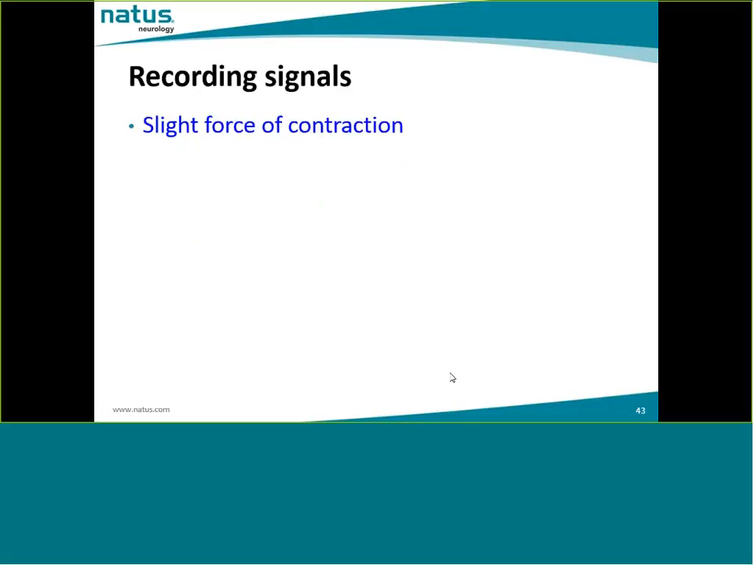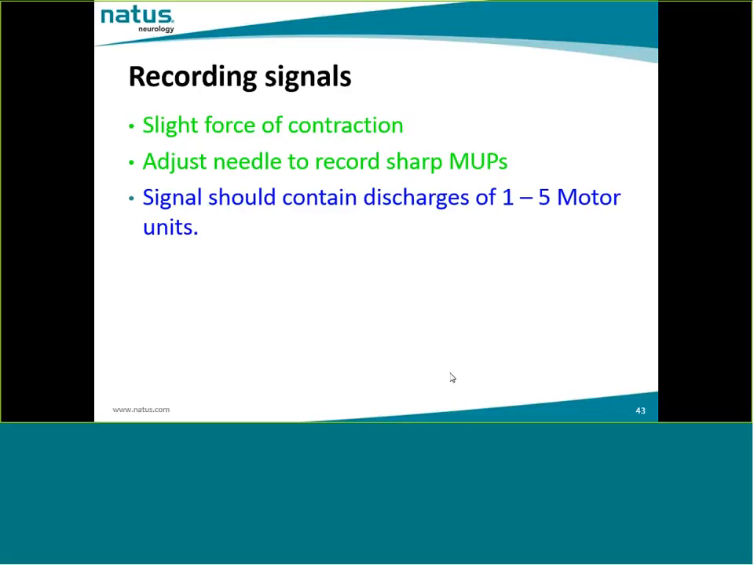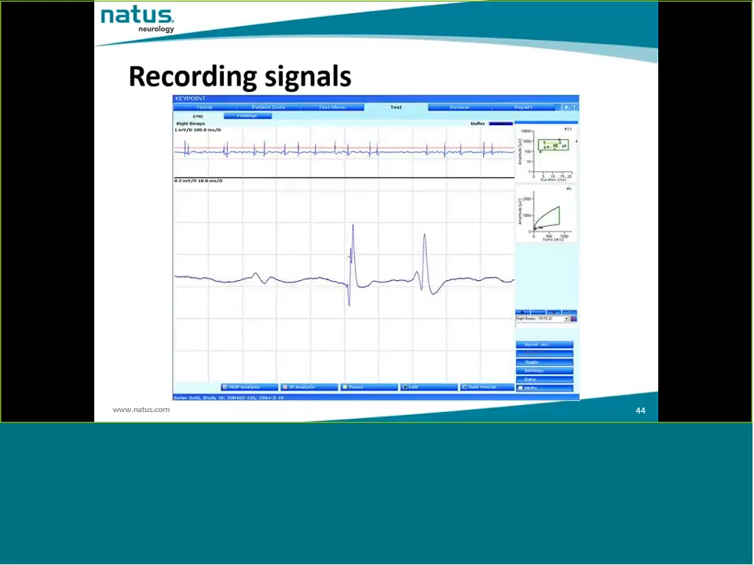The force of contraction is slight. This is not for analysis of the recruitment or interference pattern. As I indicated, the best results are obtained when the signal contains discharges of 3 to 5 motor units. Adjust the needle to record sharp potentials and get a signal with 1 to 5 motor units. We record the signal for 5 to 10 seconds and then let the program analyze it.